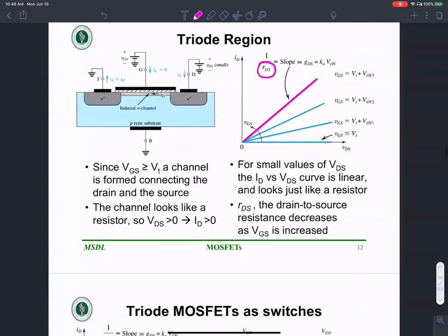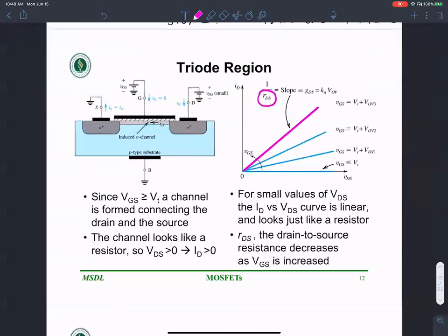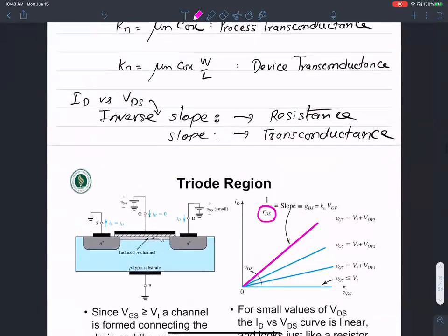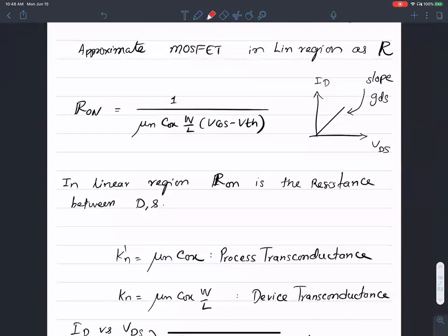Okay, now for different values of VGS, as you can see, if I go back to the equation, what do you think happens to the resistance when VGS increases? VGS increases, what happens to the R on?